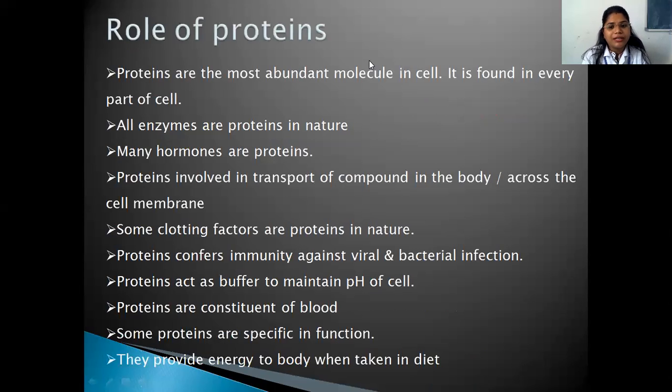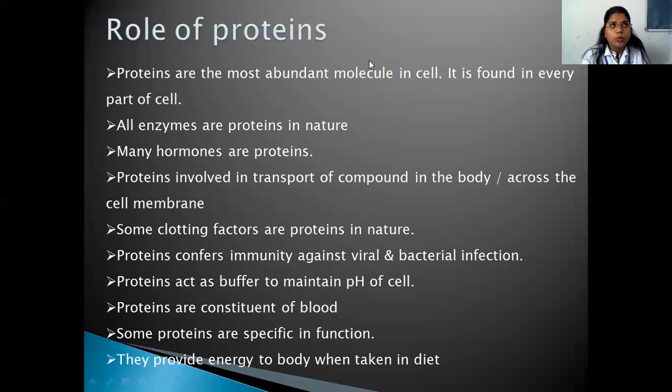Okay, what exactly are the roles? We already know proteins are present in almost every part of the cell. All the enzymes responsible for metabolic reactions in the human body are proteinous in nature. Many hormones are proteins. For example, insulin is a hormone that is proteinous in nature. Proteins are also involved in the transport of compounds from one part of the body to another, or across the cell membrane.